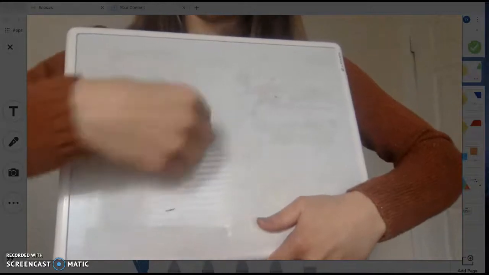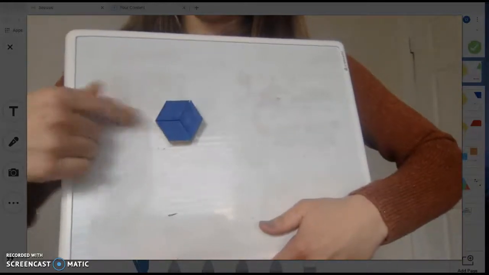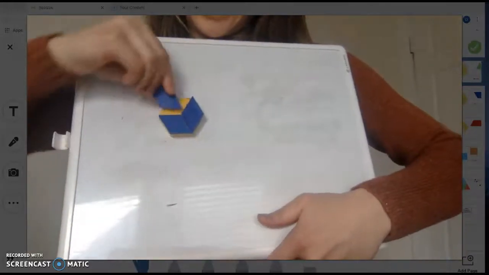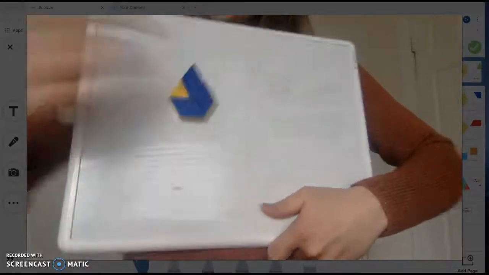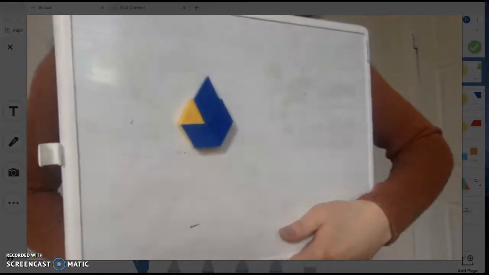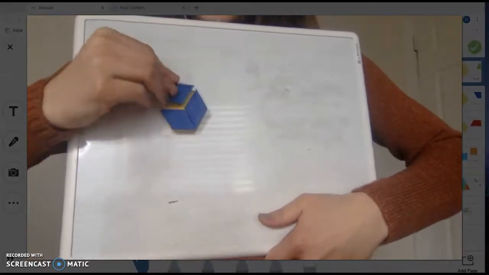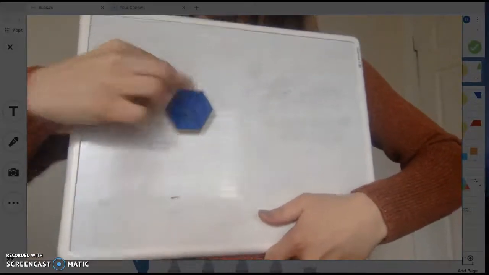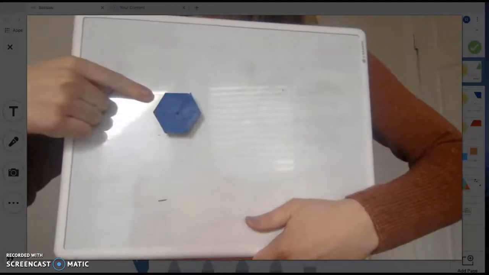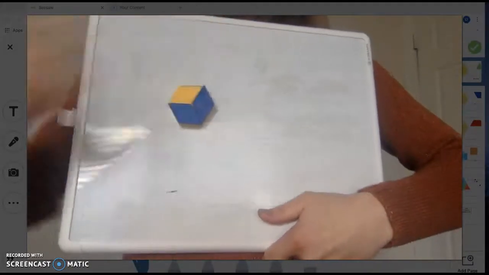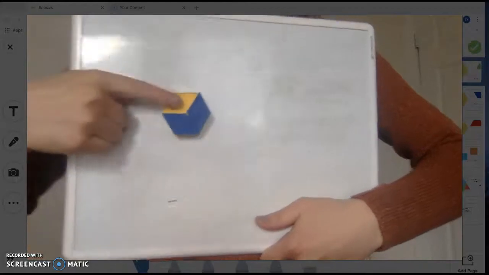Notice how I had to turn the shapes to make them fit the right way? If I did it like this, would that make a hexagon? No, you have to turn it and make sure that it will fit nicely to make the new shape we're trying to compose.